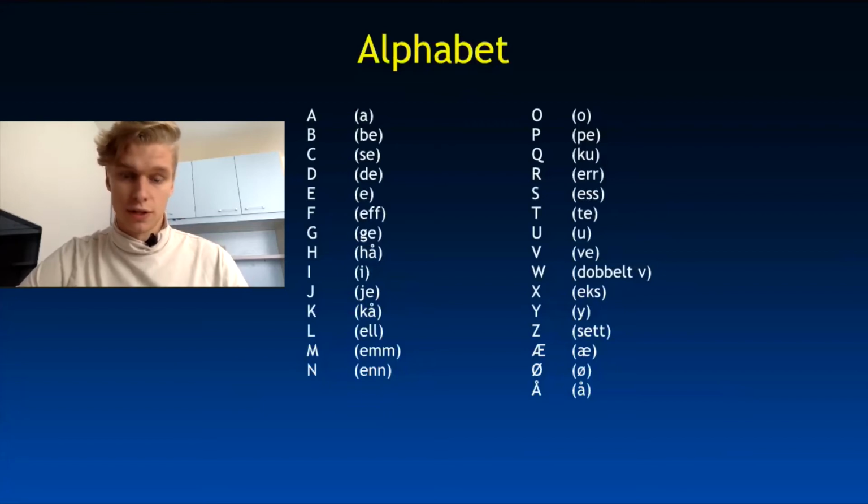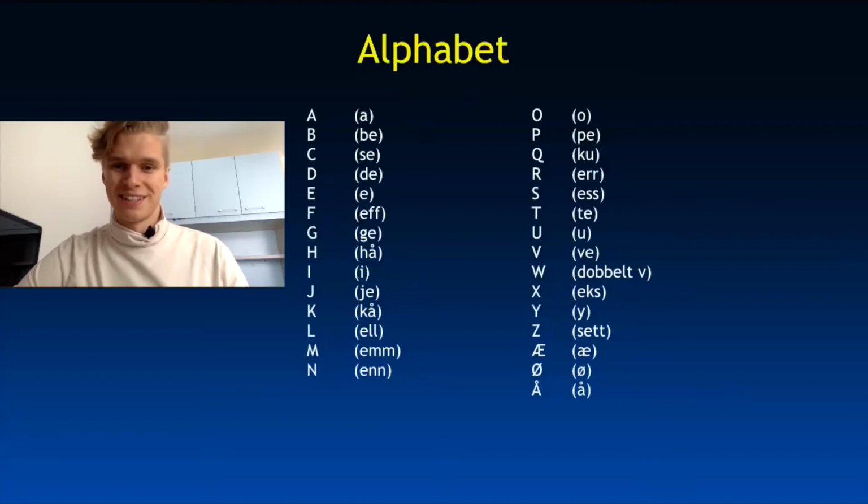When you start using Norwegian, this is going to be really, really helpful, because we use R quite a lot. Then we have S, T, U, V, W. W just means double V, so it's like the W in English. Then X, Y, Z. Å is the first one that is different from the other alphabets, then Æ, and then Ø. So this is the alphabet.